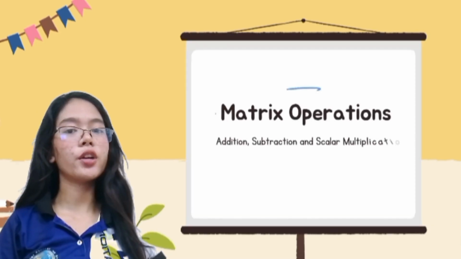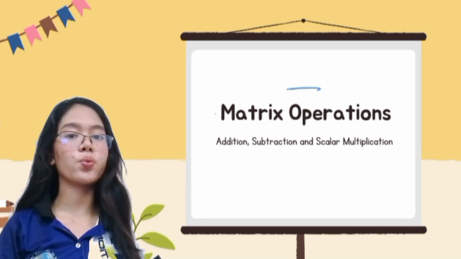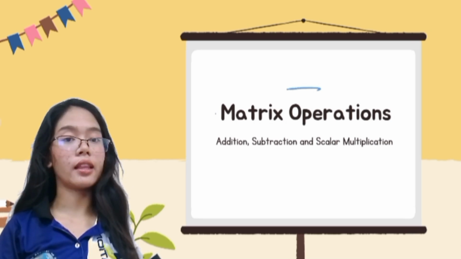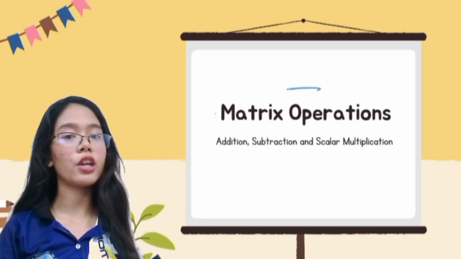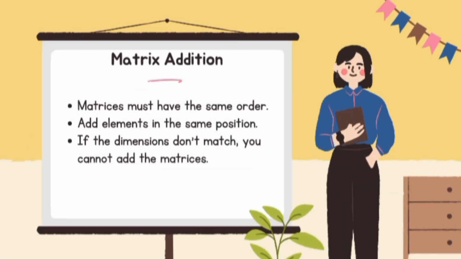Now that we have explored what is a matrix and how to determine its order, let us now move on to the operations we can perform on matrices, specifically on addition, subtraction, and scalar multiplication. These basic operations will help us understand how matrices work in solving mathematical problems. To add 2 matrices, they must have the same order, meaning they must have the same numbers of rows and the same number of columns. Then, we add the elements in the same position. If the dimensions or the order doesn't match, the matrices cannot be added.